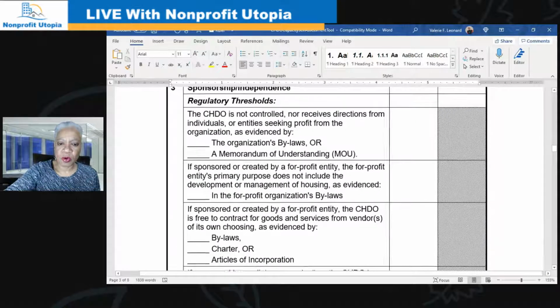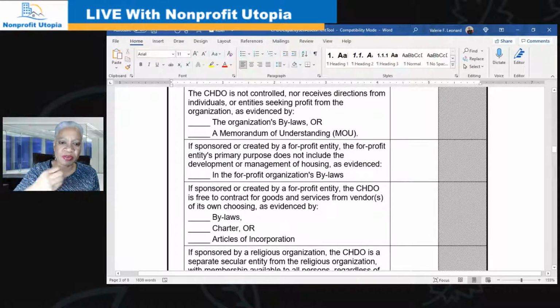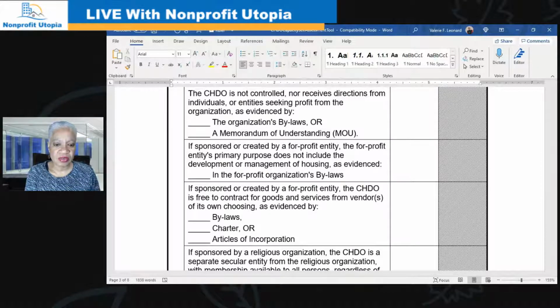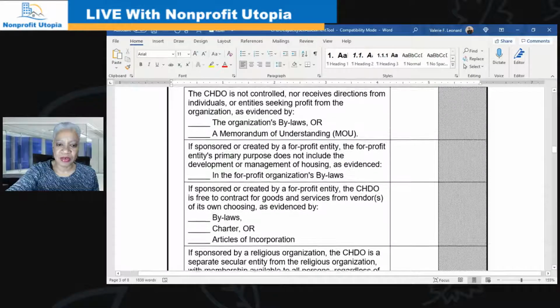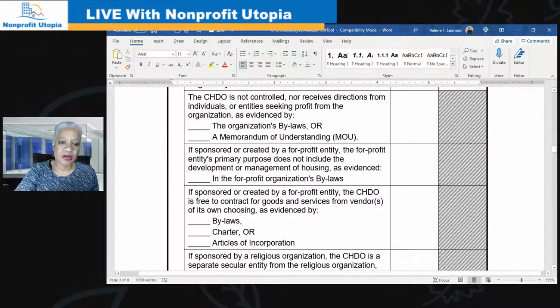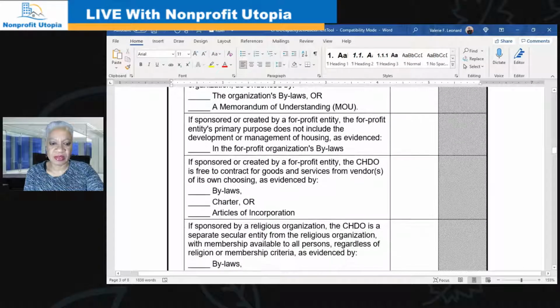And you can also look at the board composition as well, to make sure that people don't have a financial interest and therefore can exert some sort of control in the organization. And if this entity is created by a for-profit entity, your purpose doesn't include the development or management of housing, because you want to make sure that there's no conflicts of interest. And again, when you start an organization, you also have to indicate to the IRS that you don't have any conflicts of interest.